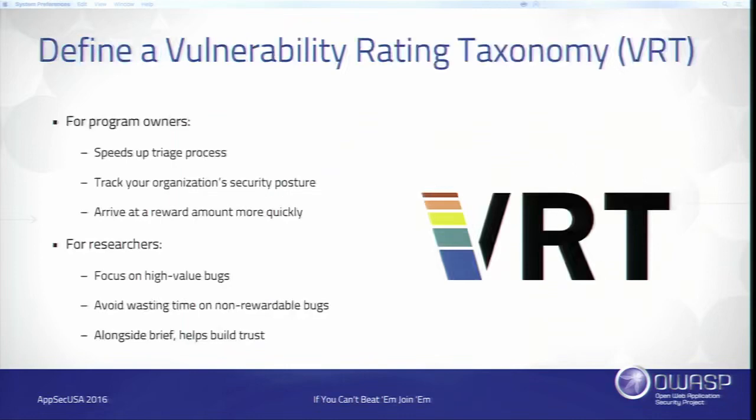So when it comes to actually understanding how a bug bounty program affects your security posture as an organization, the best way we found to do that is to create a vulnerability rating taxonomy. So this is basically a simple document that maps vulnerability classes to certain priorities. So we created kind of a one-size-fits-all one.